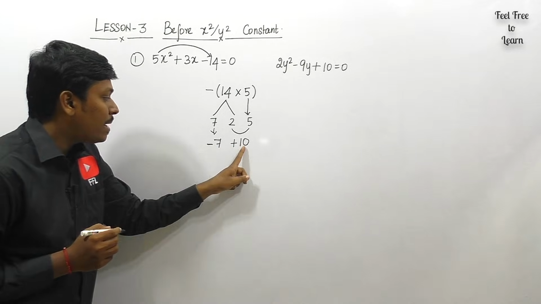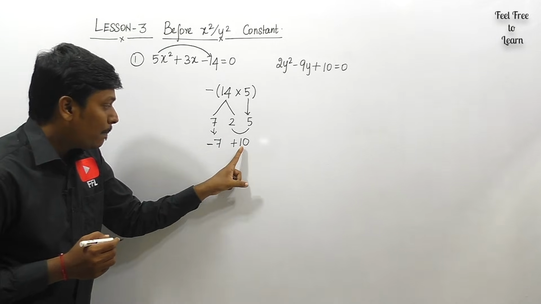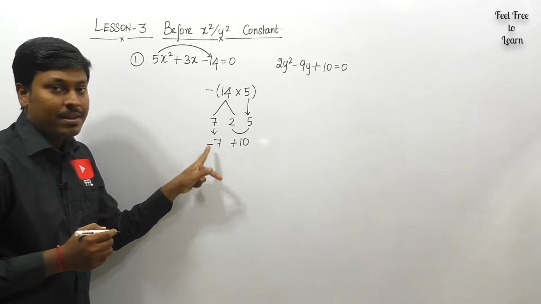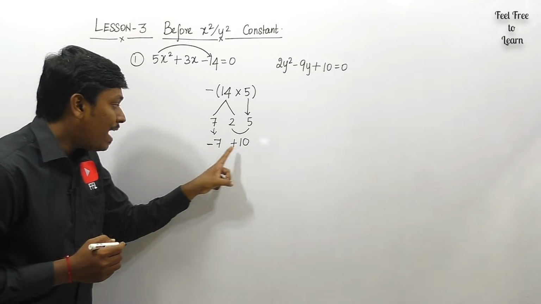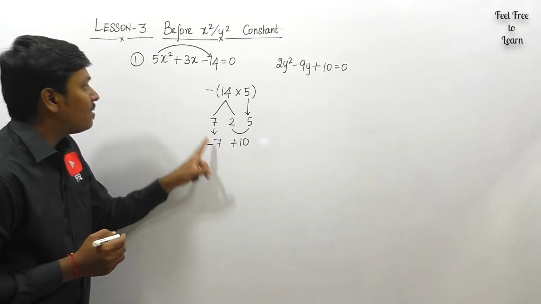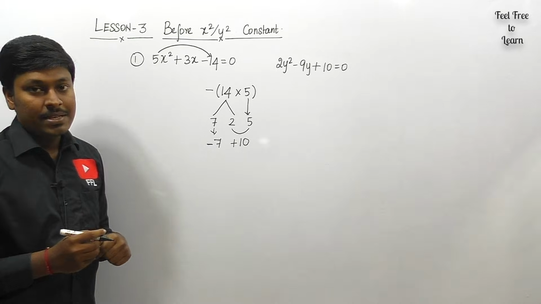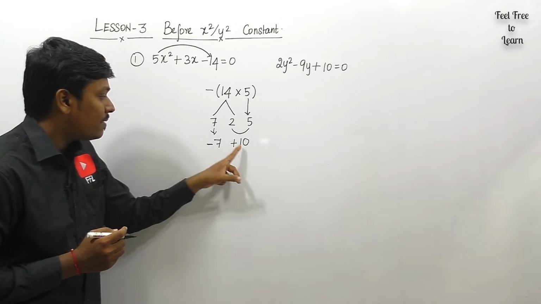So friends, when we multiply both the numbers, listen carefully, plus 10 into minus 7. When we multiply both the numbers, the resultant will be in minus. When we add both the numbers, plus 10 and minus 7, the resultant will be plus 3. So finally we got an answer that is minus 7 and plus 10.